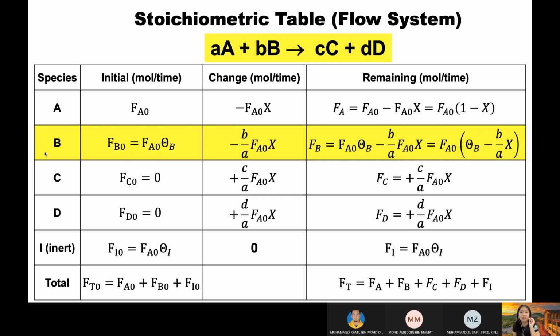So part B ni sikit pening. Okay, why pening? Dia ada formula dah. Macam dia tak se-straightforward A. A tu senang sebab A tu macam straightforward. B ni, untuk compound B ni dia ada formula sikit dah, macam mana kita nak mengira.